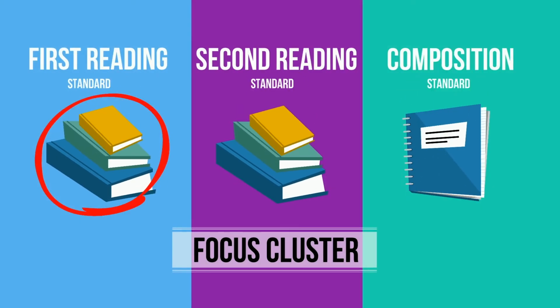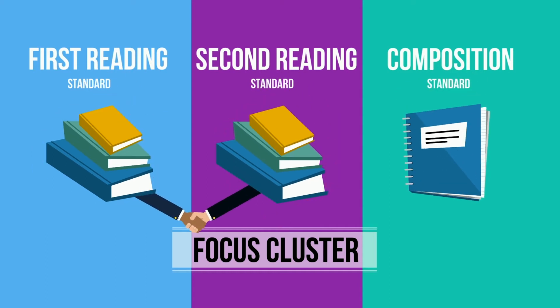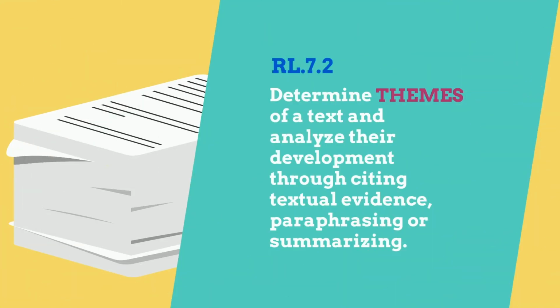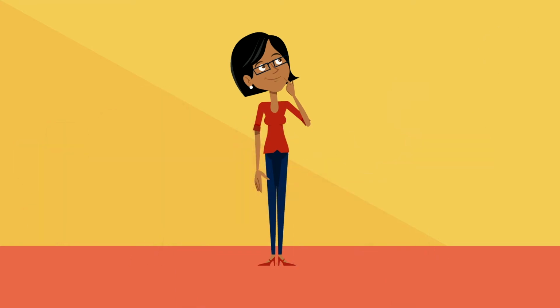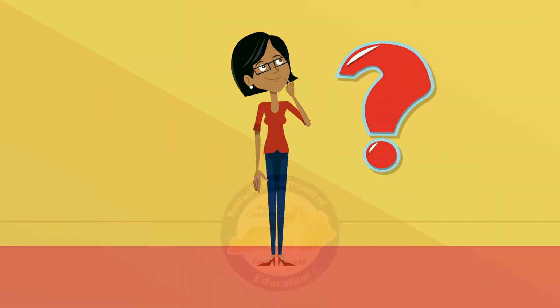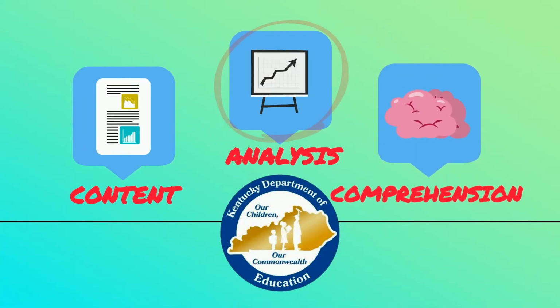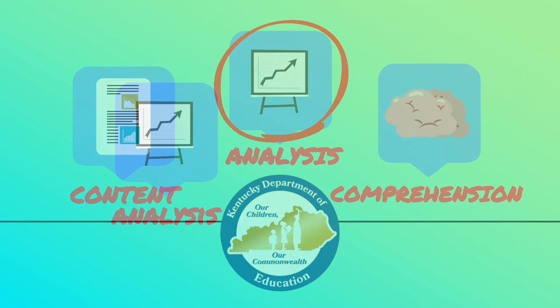Once you have identified your first reading standard using the content dimension, you can start to think about your second reading standard. Remember that the second reading standard supports the first reading standard by identifying how your students should be thinking about that content. Let's return to our example, RL.7.2. We know we want students to be able to determine the theme in a text, but how should they do that? We can use the analysis dimension to answer this question.